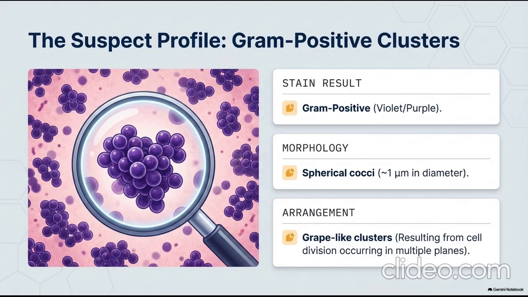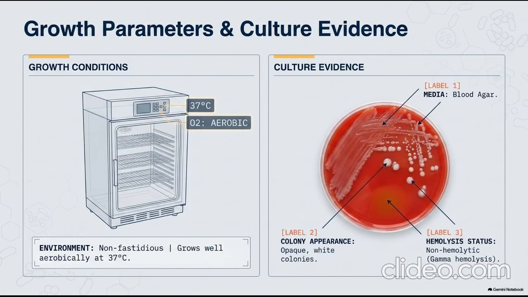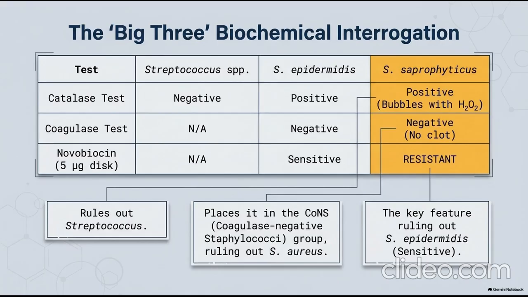Growth requirements: non-fastidious and non-motile. They thrive aerobically at 37 degrees Celsius. Blood agar appearance: produces opaque, white, non-hemolytic colonies, also known as gamma hemolysis. SLED agar, cysteine lactose electrolyte deficient, while often used for urine cultures to inhibit protease swarming, S. saprophyticus will typically appear as small, yellow or white colonies, depending on the strain. Identification note: unlike S. aureus, these colonies lack the characteristic golden yellow pigmentation.